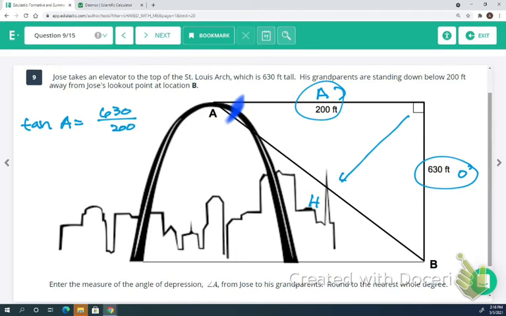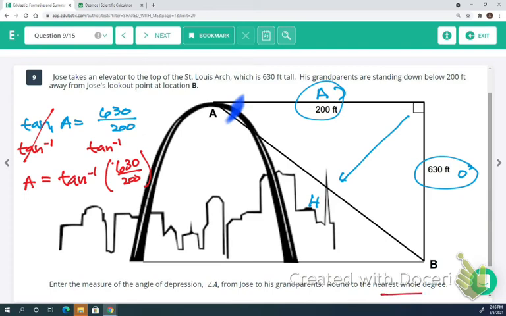Okay, so here, if I want to solve for A, remember I want to cancel out tangent. So this is going to be our inverse trig function. So here it's going to be tangent. Remember, inverse is just a little -1. Whatever I do to one side of the equation, I have to do to the other. Here it cancels, and so angle A is going to equal the inverse of tangent of 630 divided by 200. And if I look at the directions, it wants me to round it to the nearest whole degree, so a whole number.